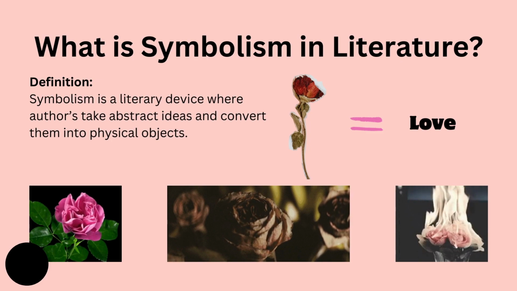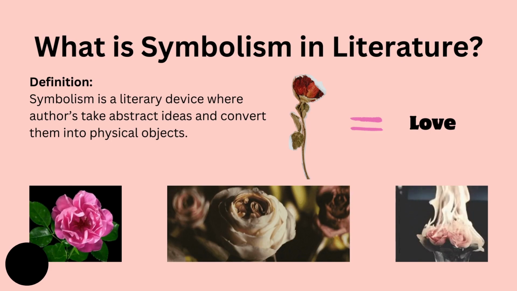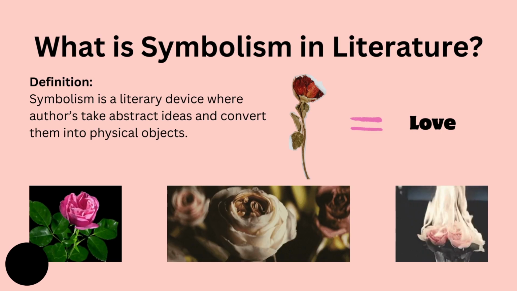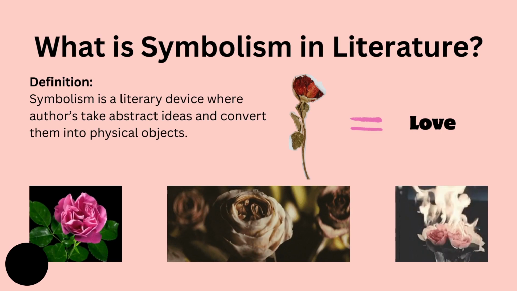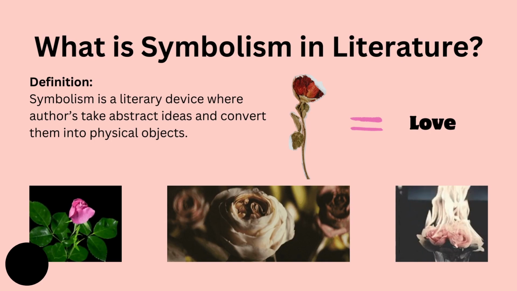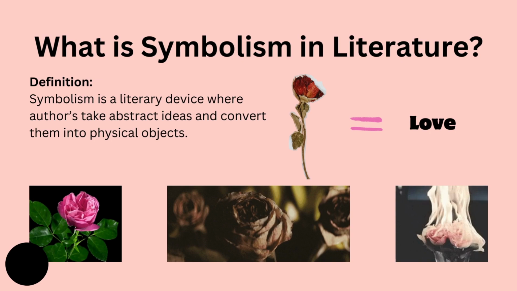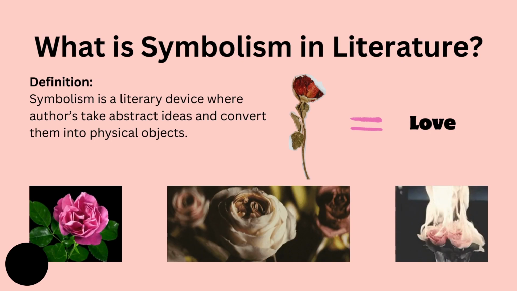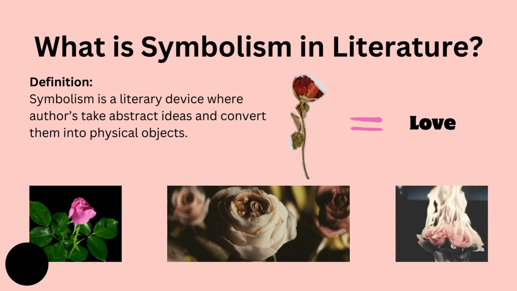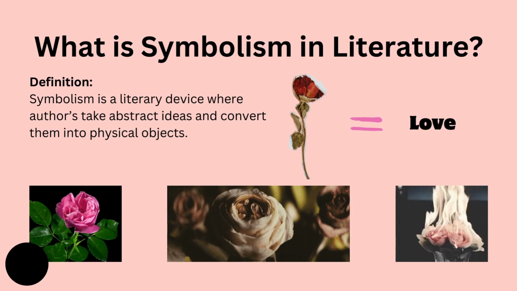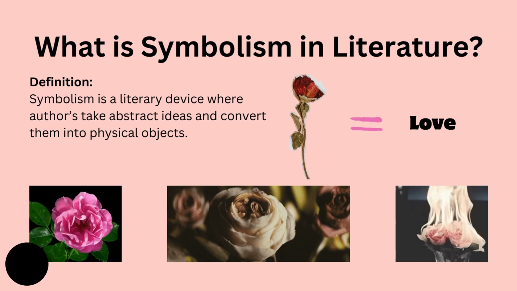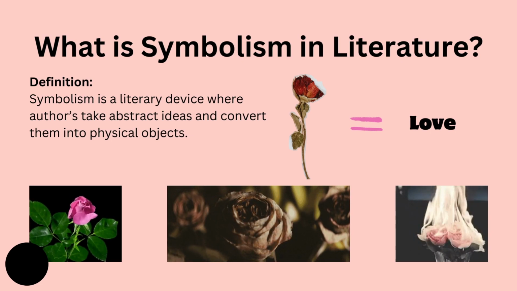So, symbolism is basically a literary device where authors take abstract ideas such as love, beauty, peace, and they convert those abstract ideas into physical objects. And so one example of this can be seen with the abstract idea of love. One way in which this could be symbolized into a physical object is through perhaps a rose.